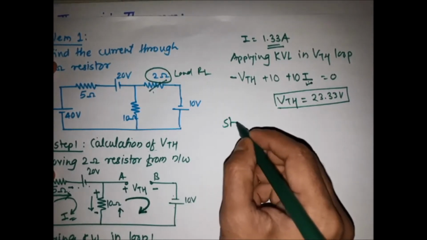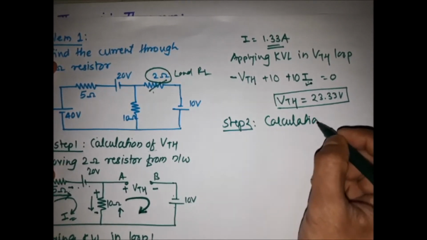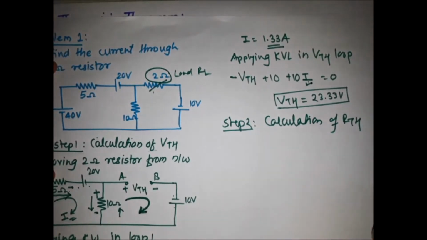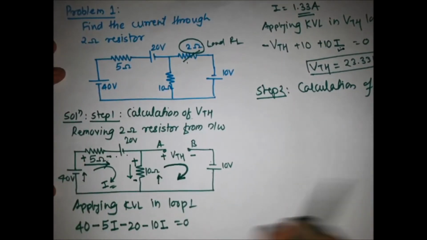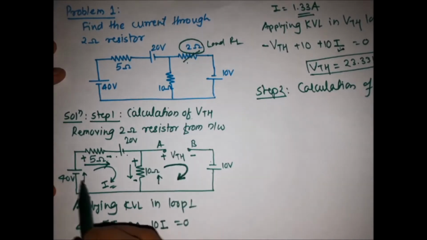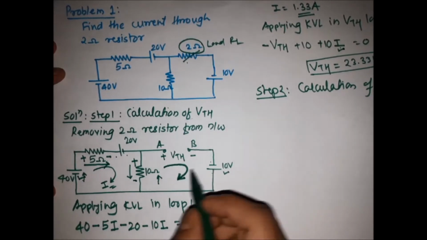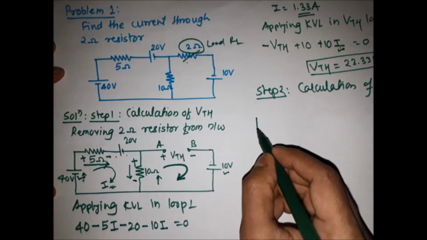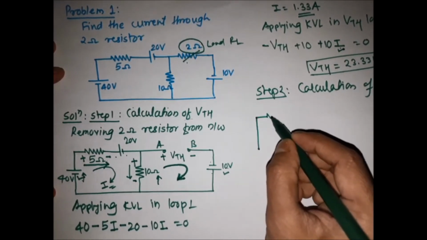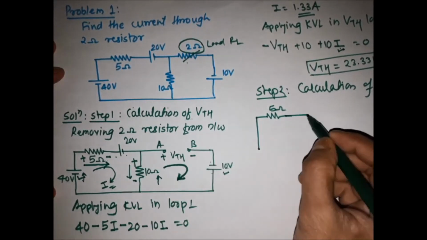Now the second step is calculation of RTH. The same procedure for finding the RTH is we are replacing all the voltage and the current sources by their internal resistances. In this question there is no current source, so simply we are replacing this 40 volt source and the 20 volt source by their internal resistance, and the internal resistance of the voltage source is 0, so simply it is short circuited. So the 40 volt source is short circuited. Then this is 5 ohm resistor, again the 20 volt source is short circuited.